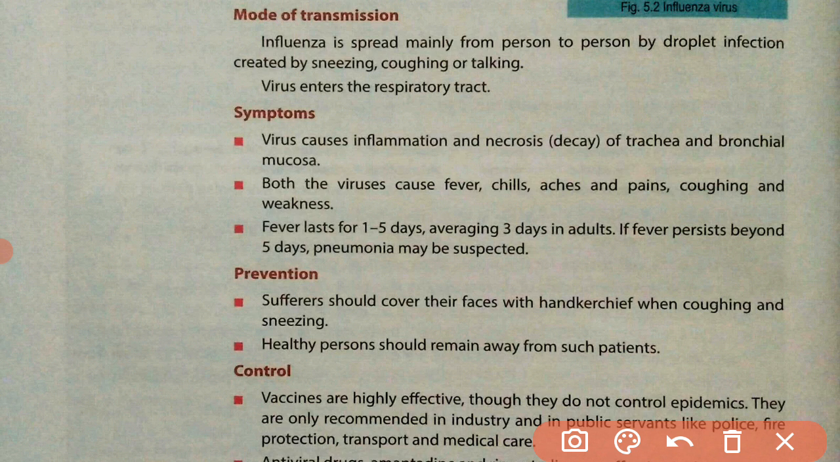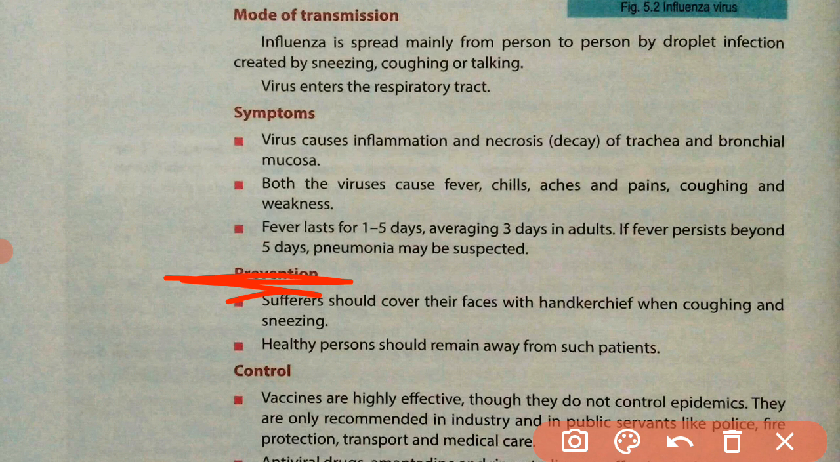The influenza viruses cause fever and chills. The sufferer can feel very cold, with itches and pain, coughing and weakness. The patient can face fever, chills, pains, coughing and weakness as well. In this case the fever lasts for 1 to 5 days, averaging 3 days in adults. If the fever persists beyond 5 days, pneumonia may be suspected, which means pneumonia can occur in that patient's body.